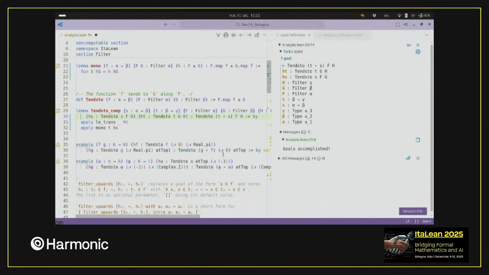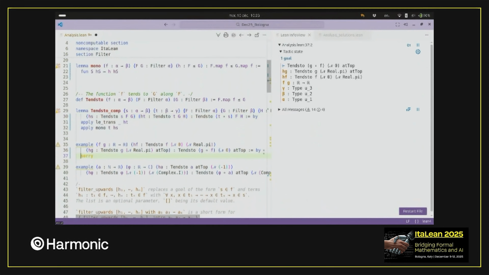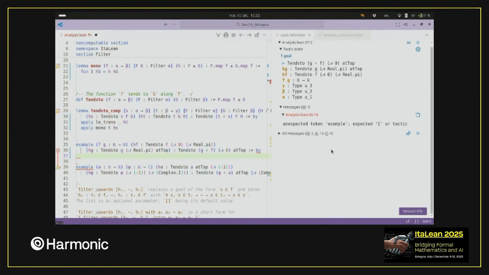And now let me show you that you can very efficiently use this to prove something. So the first thing, I want to go back to our statement, and I suppose that f and g now are functions from R to R, and I suppose that f goes to pi as x goes to 0, and g goes to infinity as x goes to pi.